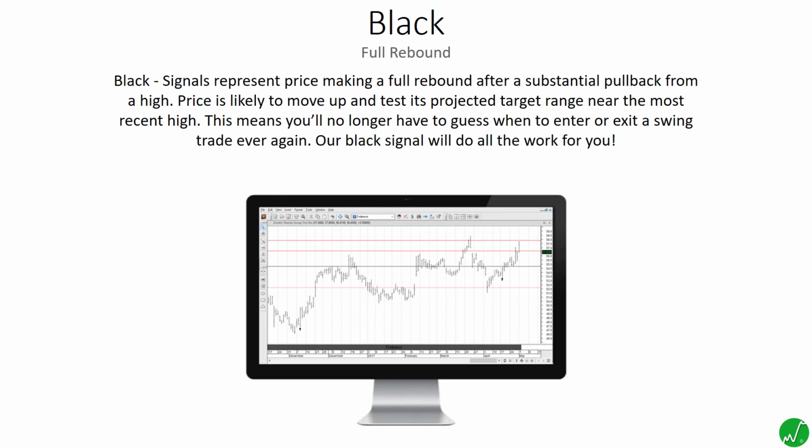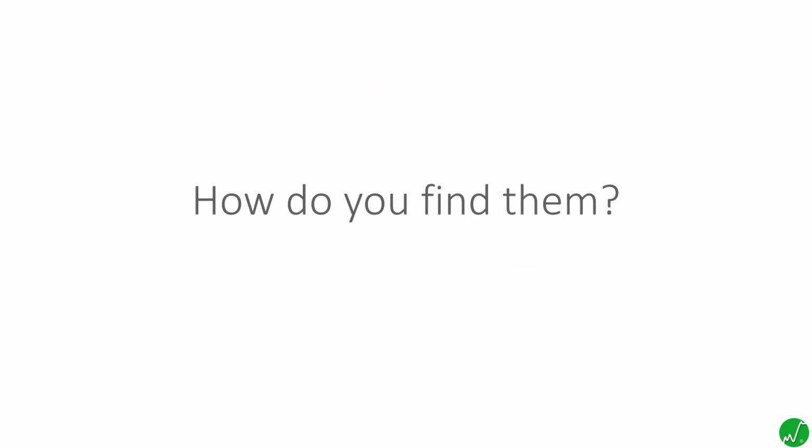Well, simply put, black signals represent price making a full rebound after a substantial pullback from a high. Price is likely to move up and test its projected target range near the most recent high. This means you'll no longer have to guess when to enter or exit a swing trade ever again. Our black signal will do all the work for you. So the question is, how do you find them?